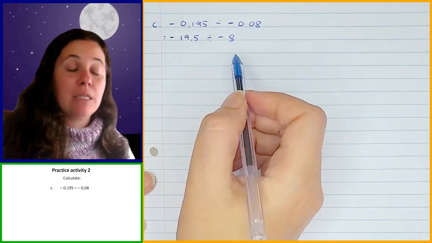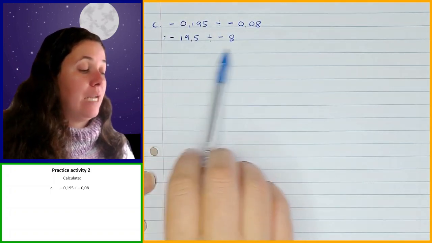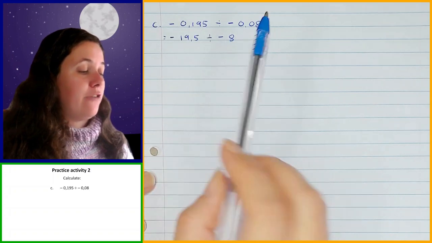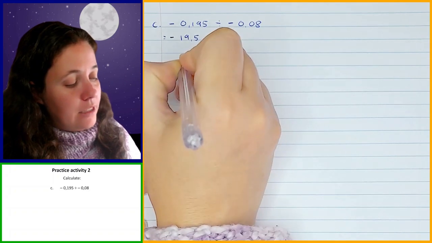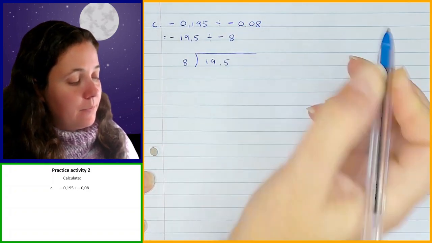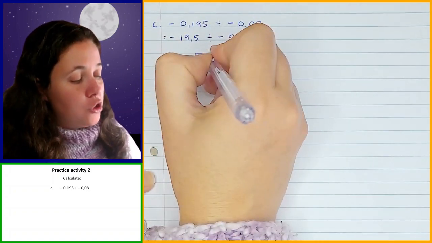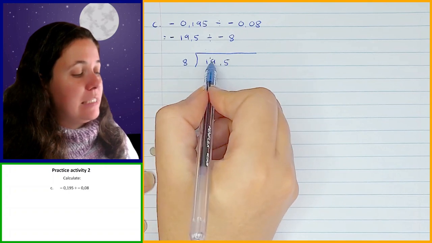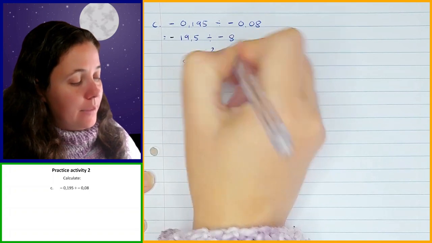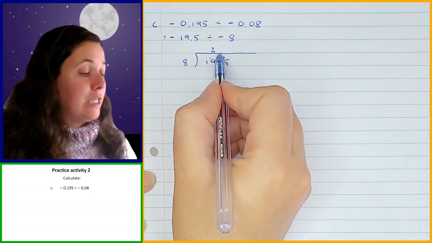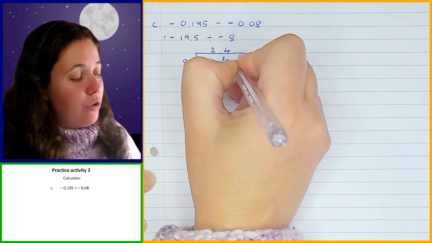I don't have to worry about the negatives at the moment. Those will come into play when I'm doing the actual final answer. For now, I'm just going to do the division of 19.5 by 8. Right, so first 8 doesn't go into 1, but it does go into 19. So 8 goes into 19 twice with a remainder of 3. Then I put my comma down over there. Okay, then 8 goes into 35 four times with a remainder also of 3.